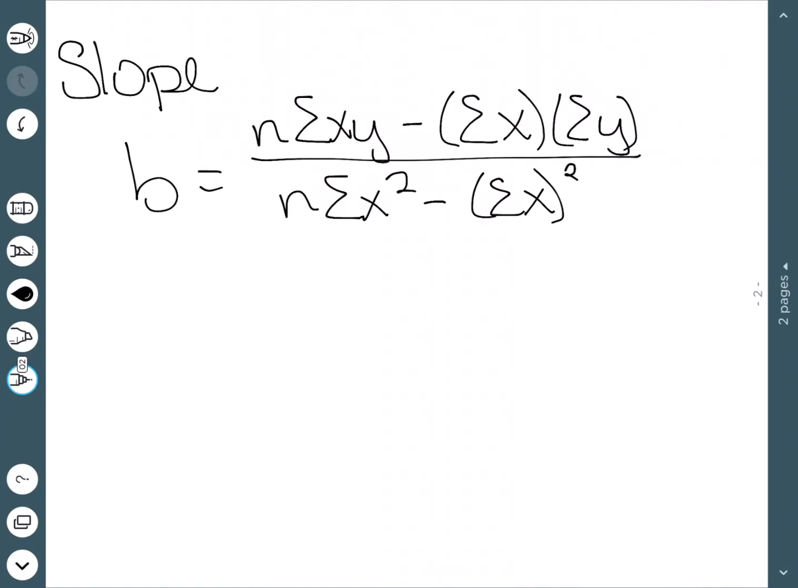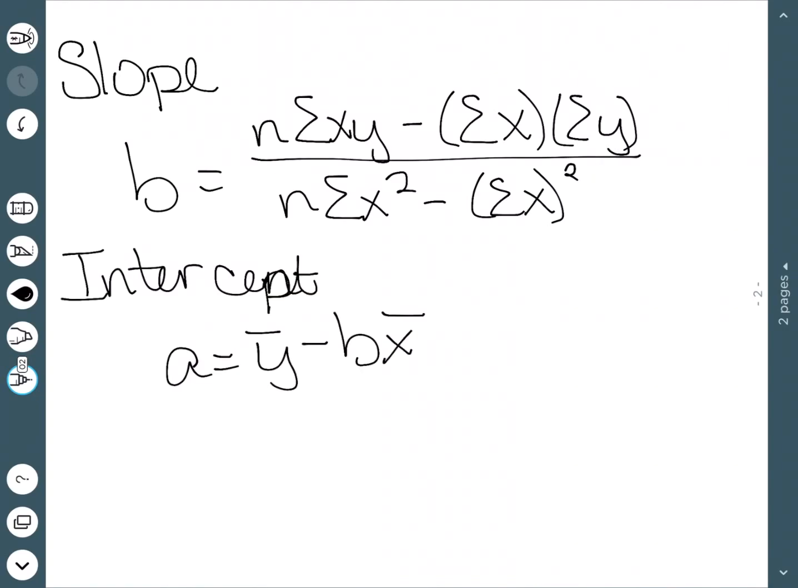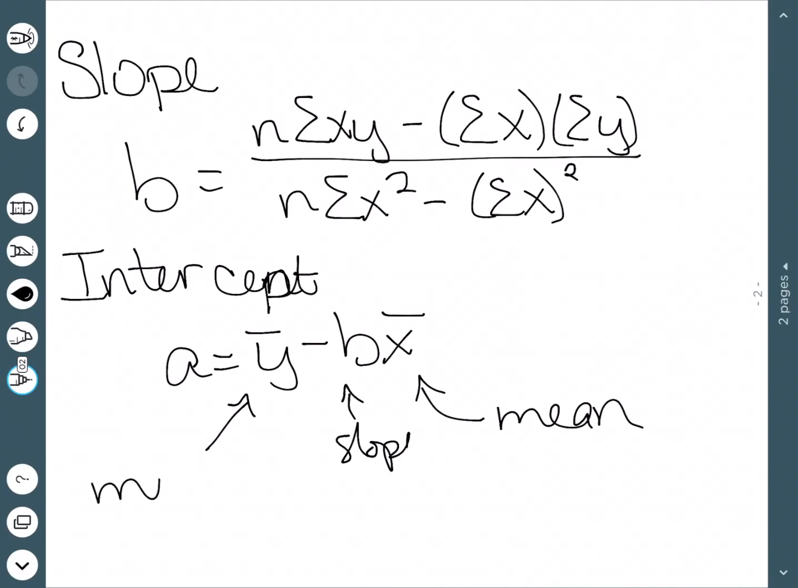In addition to the slope, we also need the intercept of the line. So we denoted the slope by b, and I denote the y-intercept by a, and it's y bar minus b x bar. So our b is our slope, and these bars are our means. So we take the average of all the x values and the average of all the y values, and that's our y bar and x bar. So once we have our slope, our y-intercept is much, much easier to find.